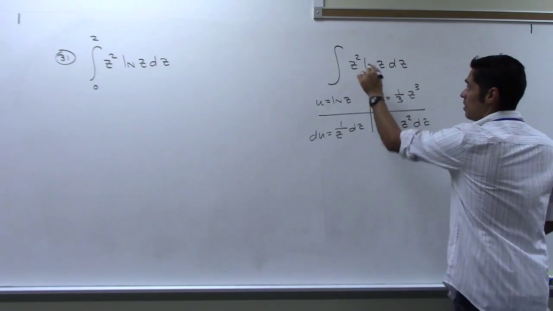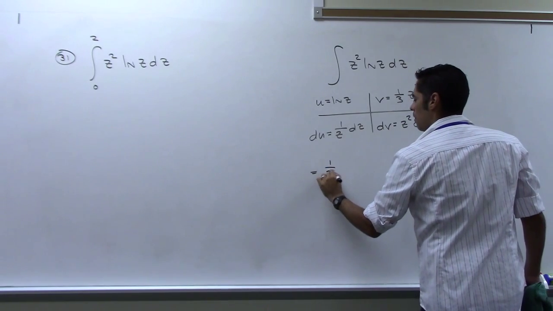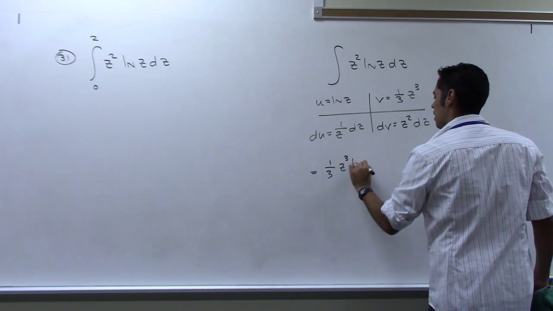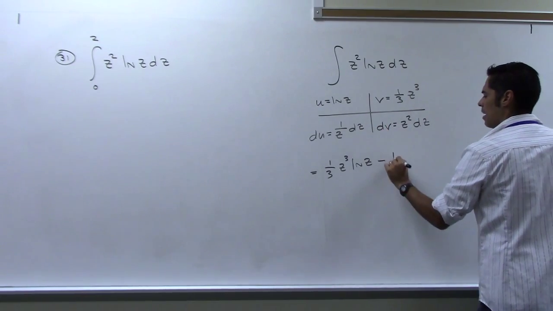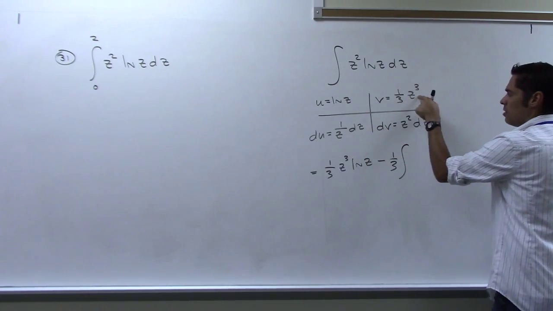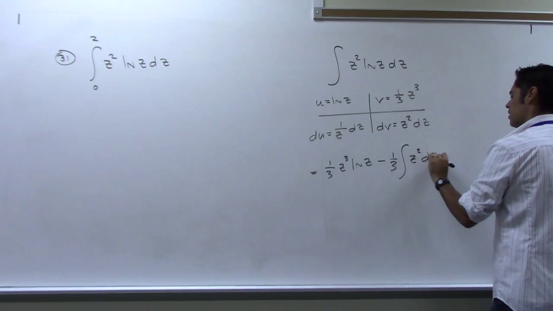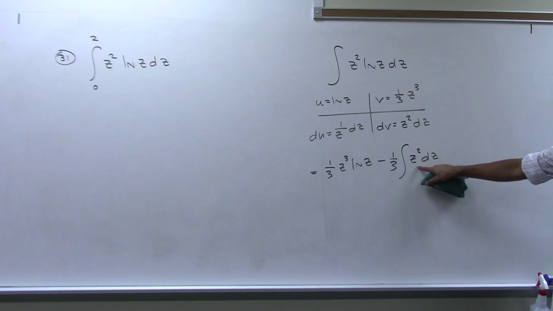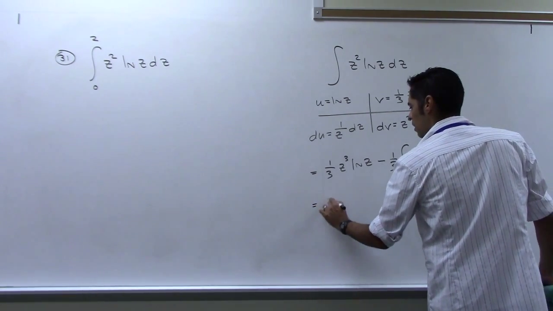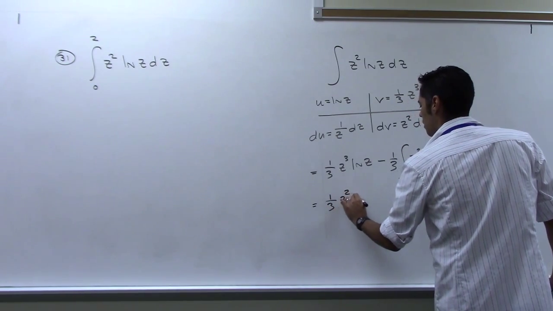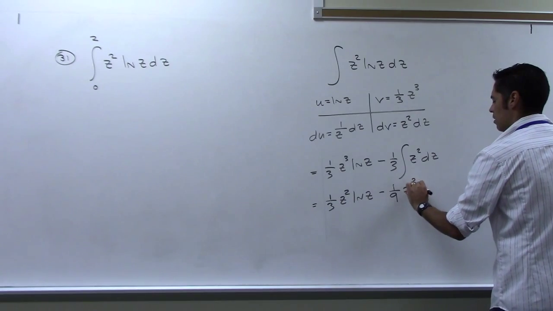And so this integral becomes u times v, this times this, 1/3 z cubed times natural log z, minus this times this. The 1/3 comes out. Integral z cubed and then 1 over z multiplied to give you just z squared dz. And then I can integrate that. That's going to give me another 1/3 z cubed times that. So 1/3 z cubed natural log z minus 1/9 z cubed.